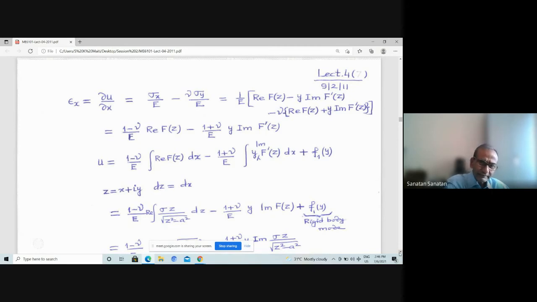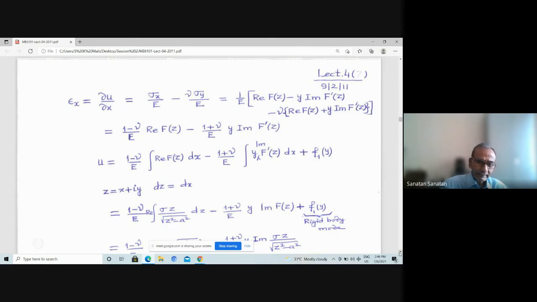So it is nothing but actually Hooke's law, biaxial loading and strain in the x-axis. And now that we have defined sigma x as a function of real part of f(z) minus y imaginary part of f'(z), when you plug in, you get this relationship straight. And finally, that gets simplified to (1 minus nu)/E real part of f(z) minus (1 plus nu)/E y imaginary part of f'(z).